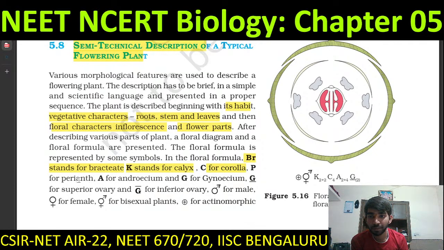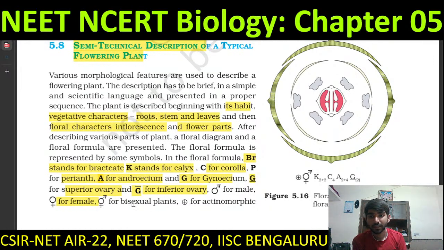P is for corolla, P is for perianth, A is for androecium, G for gynoecium. G underscore is for superior ovary because the ovary is above, meaning hypogynous. If G with a bar above is there, then it is inferior ovary, meaning epigynous. Everything is above the ovary.